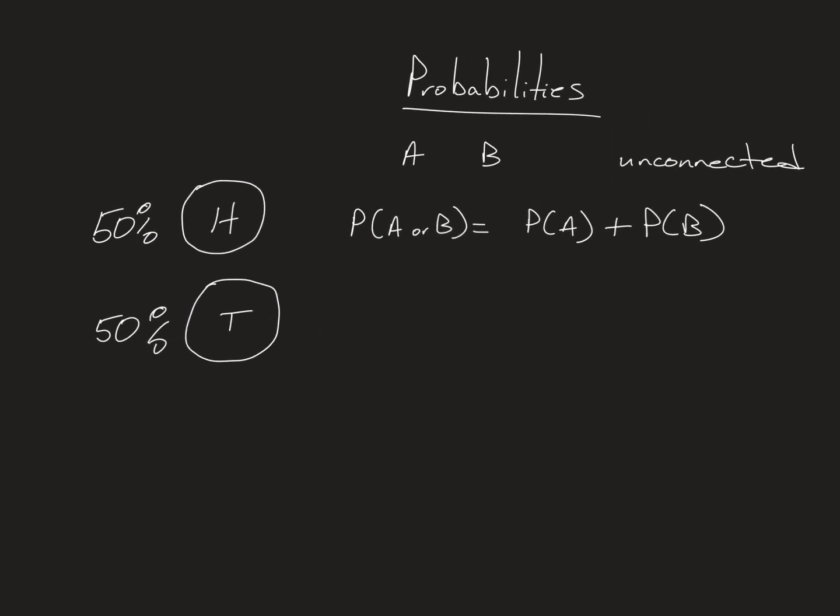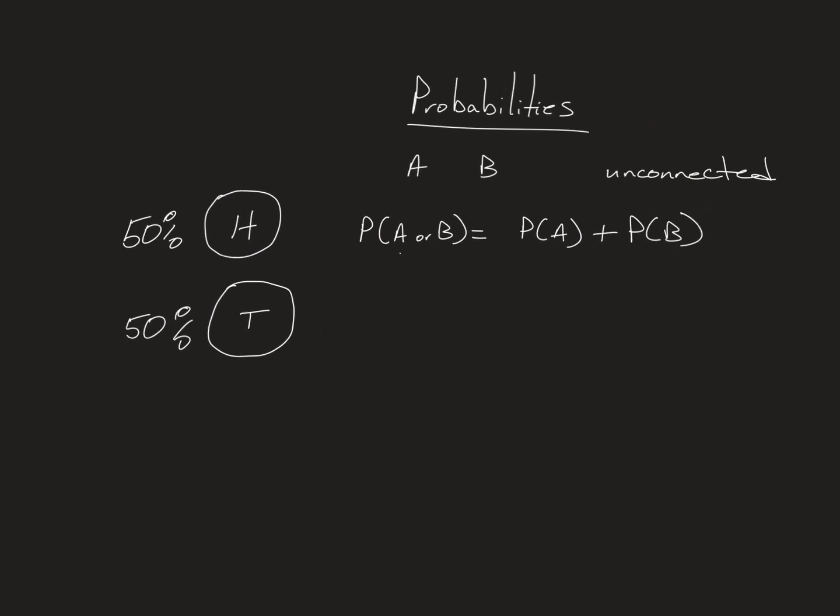You have a head and you have a tail. What's the probability of getting heads? 50%. What's the probability of getting a tail? So what's the probability of getting A or B, a head or a tail, if I flip it? That would be 100%, because the word is "or."